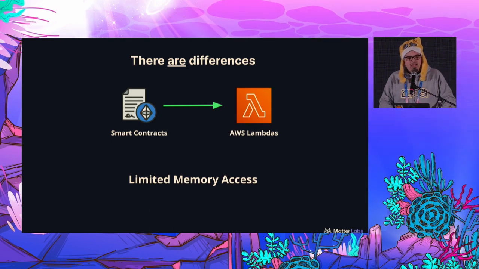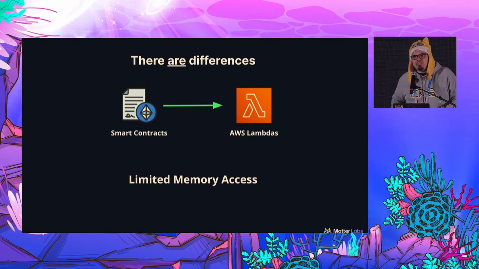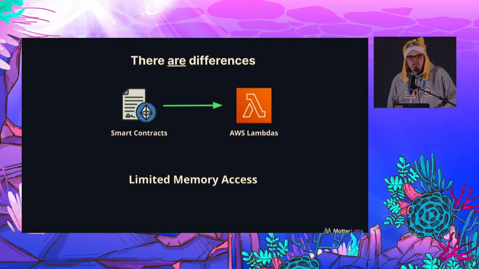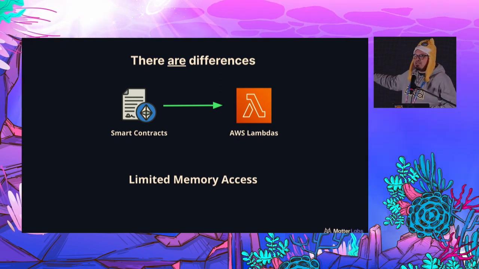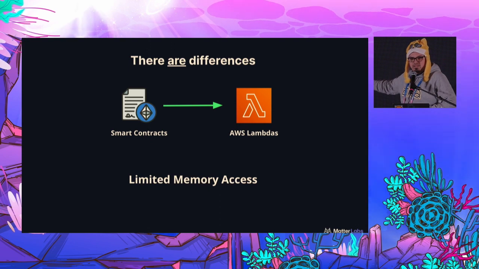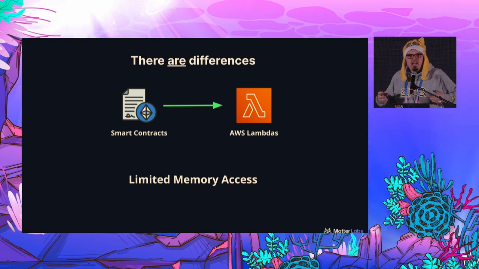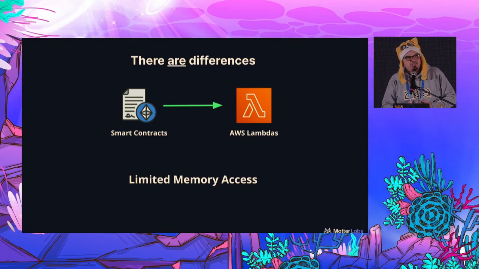Another limitation is you don't have full access to resources like you would with an AWS Lambda. In AWS Lambda, you have access to potentially gigabytes of RAM, but in smart contracts, we're talking about kilobytes. Right? You have to live within these restrictions of the current system right now.